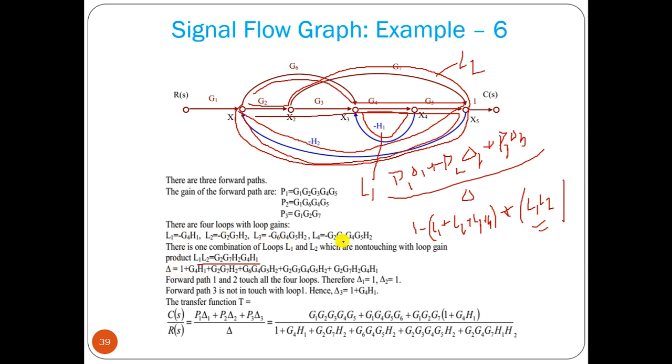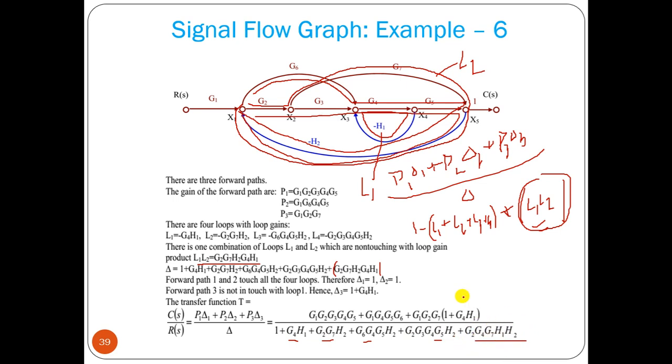All are having minus sign, so here it will be 1 plus all loop gain, and here we have the extra term, that is because of L1 into L2, two non-touching loop pair. So we have two non-touching loops, that gain you have to multiply, so that factor comes here. That will be your delta. So we have here 4 loops, and this is your L1 into L2 two non-touching loop.